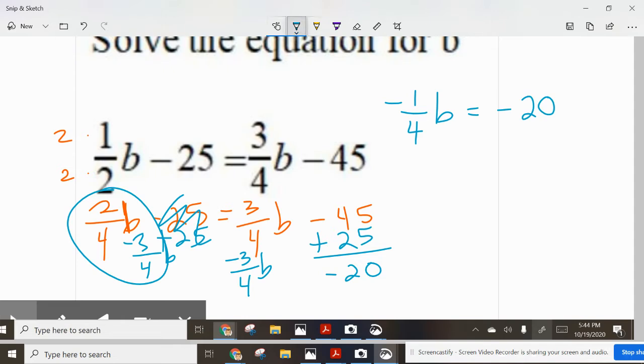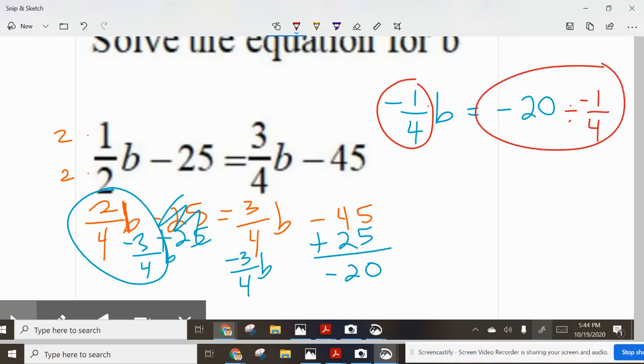Now, let's go ahead and attack this. So we have to get rid of a negative 1/4, right? Because it's being multiplied times b. That's the math that's happening. So negative 1/4 is being multiplied times b. So how do you get rid of it? You have to divide negative 1/4 to both sides.